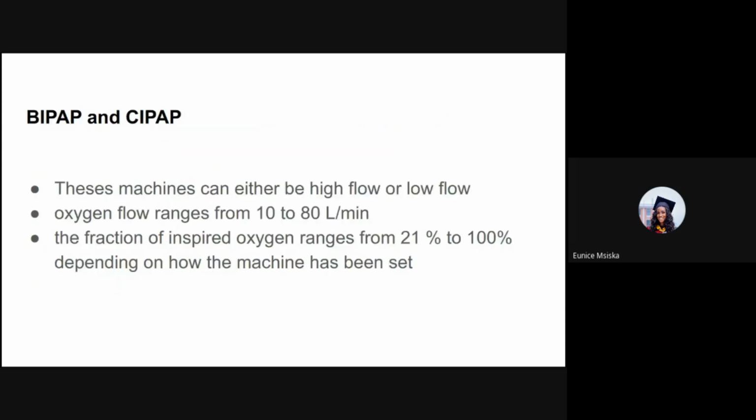So these machines can either be high flow or low flow because these machines are always set, and oxygen flow ranges from 10 to 80 liters per minute. The fraction of inspired oxygen ranges from 21 to 100% depending on how the machine has been set. So that's what I had for you on the BiPAP and CPAP machine. Thank you, and back to you, Mao.